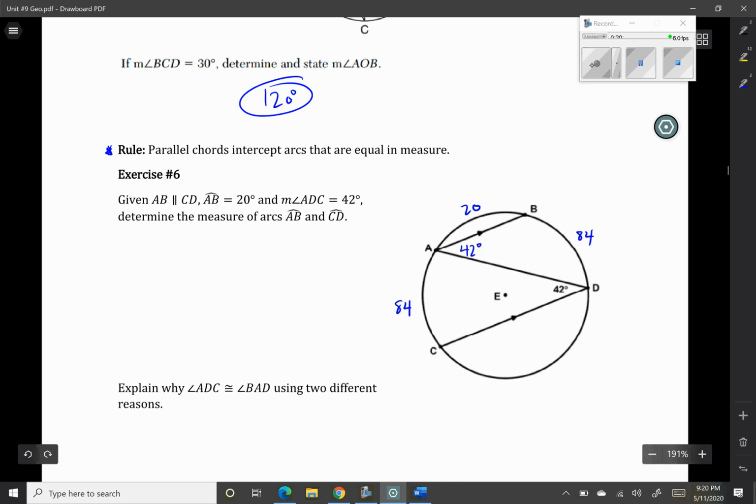And then we can find the missing arc that we know, right? So they want us to find arc AB, which we did already. It was already given to us. That was silly to put there. But I want to find arc CD. What do we know about a full circle? Full circle is 360. If I subtract the given arc and the two arcs that we found, 84 and 84, that were the same size, I could take 360, subtract 20, subtract 84, subtract 84, and I'd be left with 172 degrees. That would be arc CD.